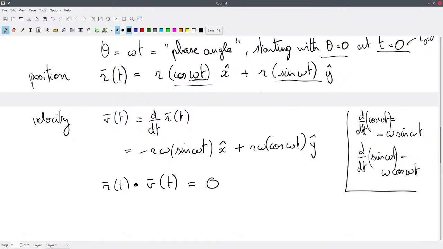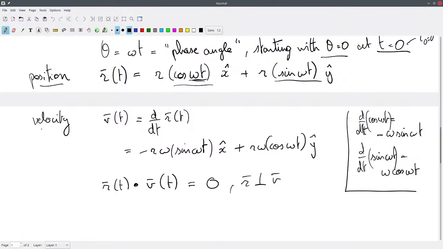And if you calculate the dot product between r and v in these expressions, you'll see that you get exactly that. You get 0 because you'll find that you end up with an r squared. So only the x dot x terms and the y dot y terms are going to survive. So you end up with r squared omega sine cosine with a minus sign for the x's and with a plus sign for the y's. And so they're just going to cancel. So r is always perpendicular to v.